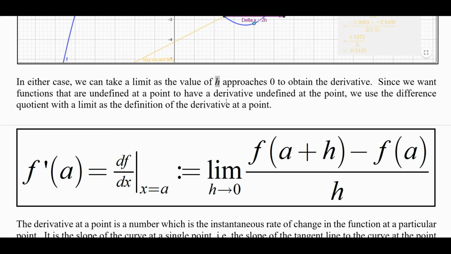Since we want functions that are undefined at a point to have a derivative being undefined at that point, we use a difference quotient, not the symmetric difference quotient, with the limit as the definition of the derivative, even though the symmetric difference quotient gives us the better approximation. So the derivative at a, denoted by f prime of a, or by df over dx such that x equals a, is defined to be equal to the limit as h goes to 0 of f of a plus h minus f of a over h.